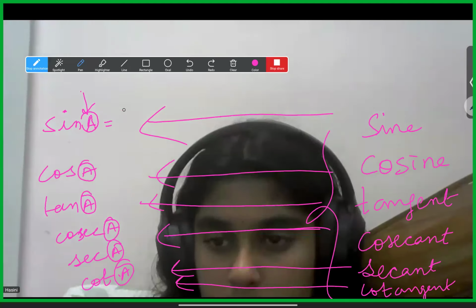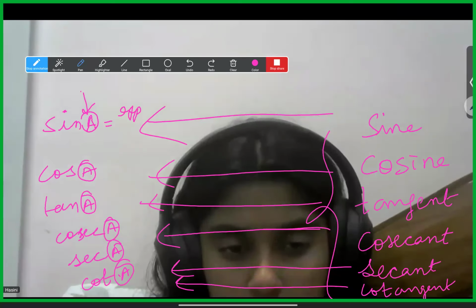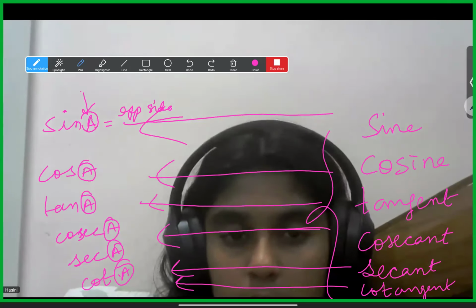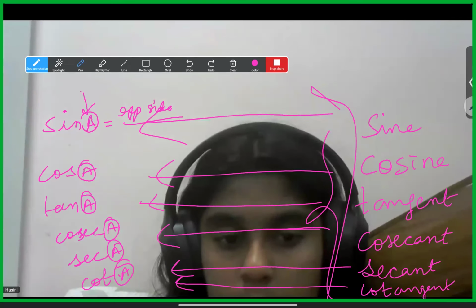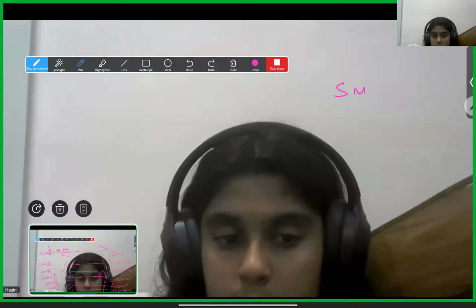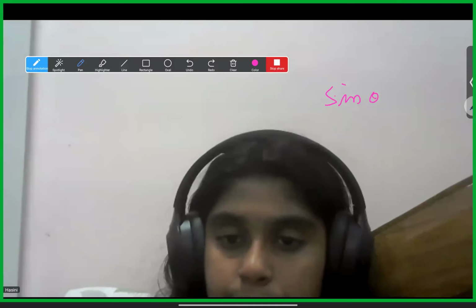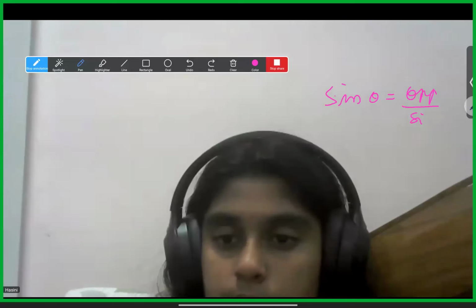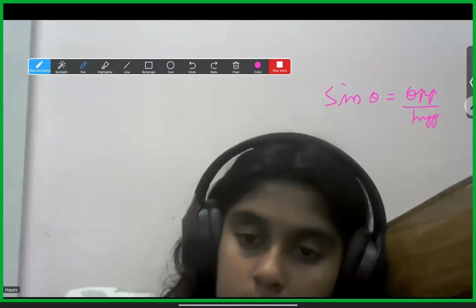Sine formula is what, Hasni? Opposite side by hypotenuse. Okay. So finally, Hasni, sine of the angle is opposite side by hypotenuse. Whatever angle is there, let us name this as theta. Opposite side by hypotenuse.